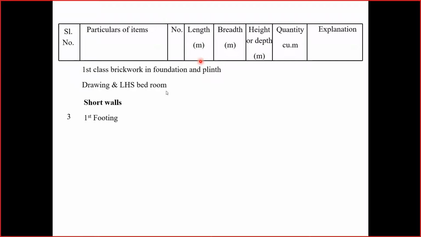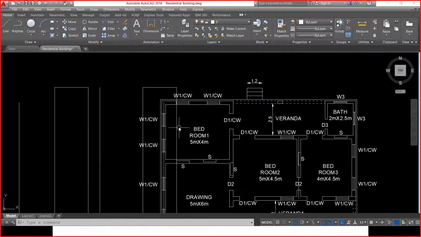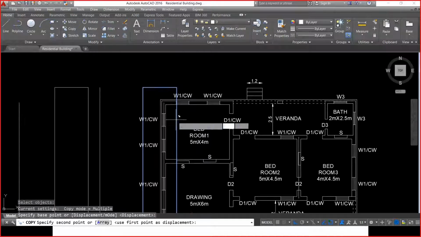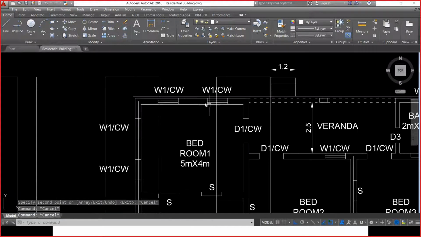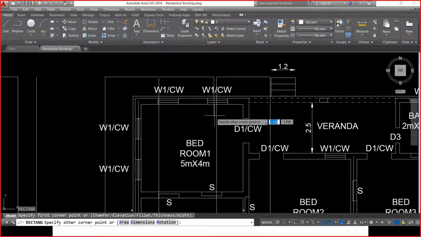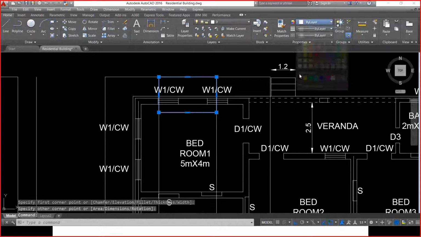Short walls, let's do this calculation for the short wall. I'm going to copy this and paste it here. Let us assume the first footing, second footing and plinth are already done. The remaining length is only this much. The remaining portion is only this much.